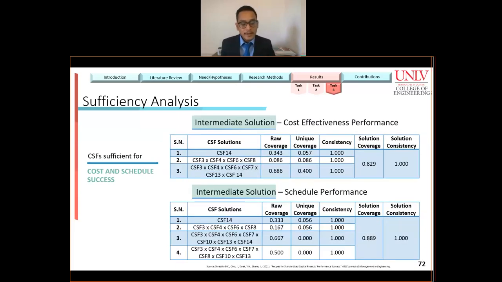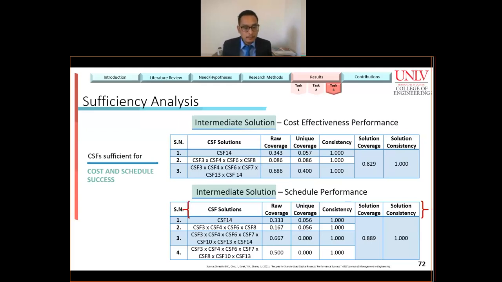Next is the intermediate solution, which is a solution that includes selected simplifying assumptions. Simplifying assumptions are assumptions that are driven by theory. As a researcher, I can select which conditions to include in the analysis and which not to include for the outcome. So it's the standard analysis for a QCA method. It lies somewhere between a parsimonious solution, which is the base simplest solution, and a complex solution, which is usually not included in a QCA analysis.